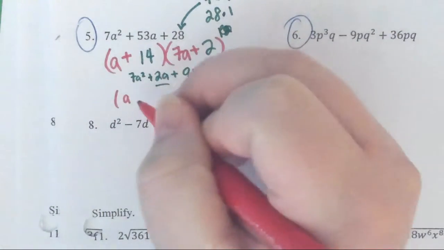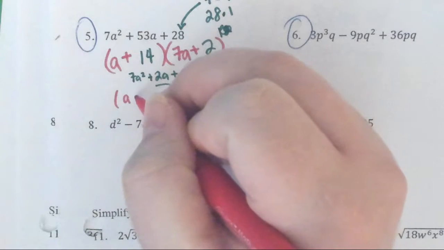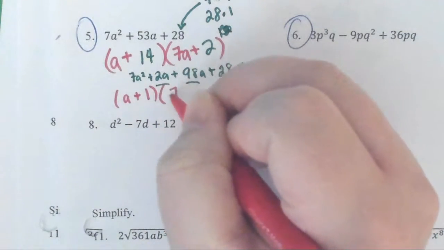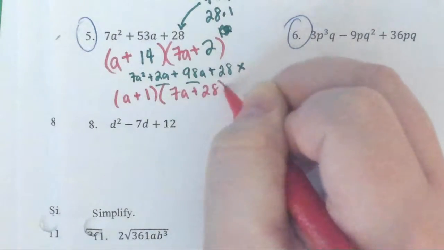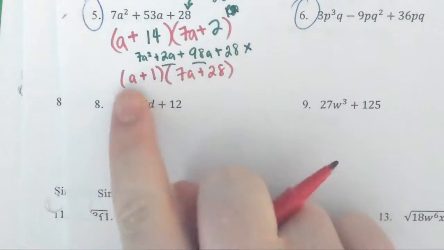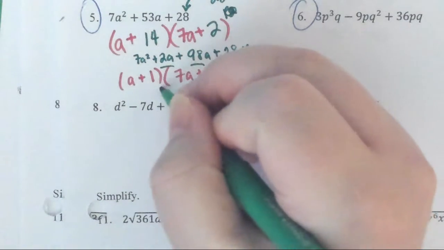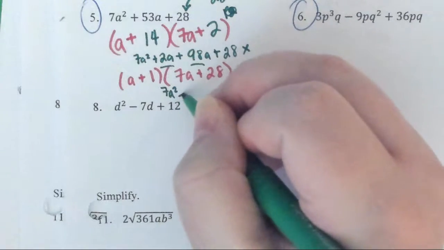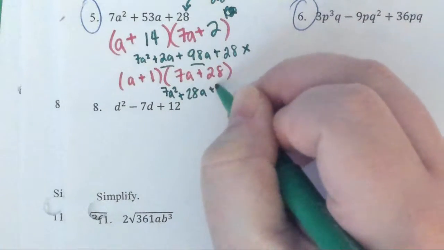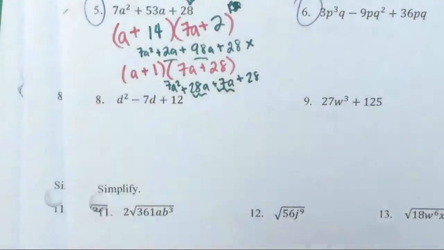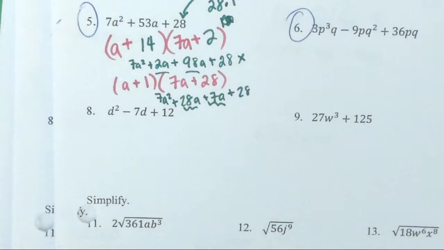We try the 28 and 1. Maybe put the 1 there, maybe put the 28 here. Let's see. If we try that, 7a squared plus 28a plus 7a plus 28, so we end up getting a middle of 35, which is not quite 53. And I am out of room and willing to give 3 points.